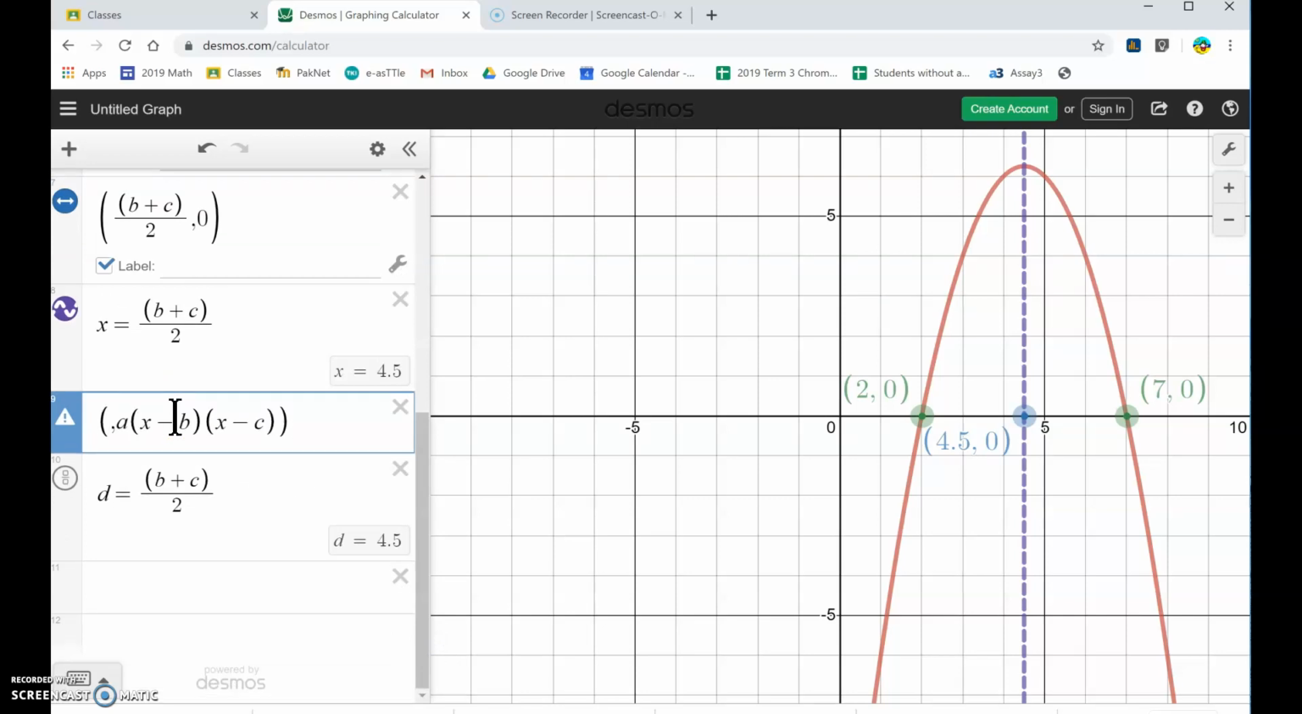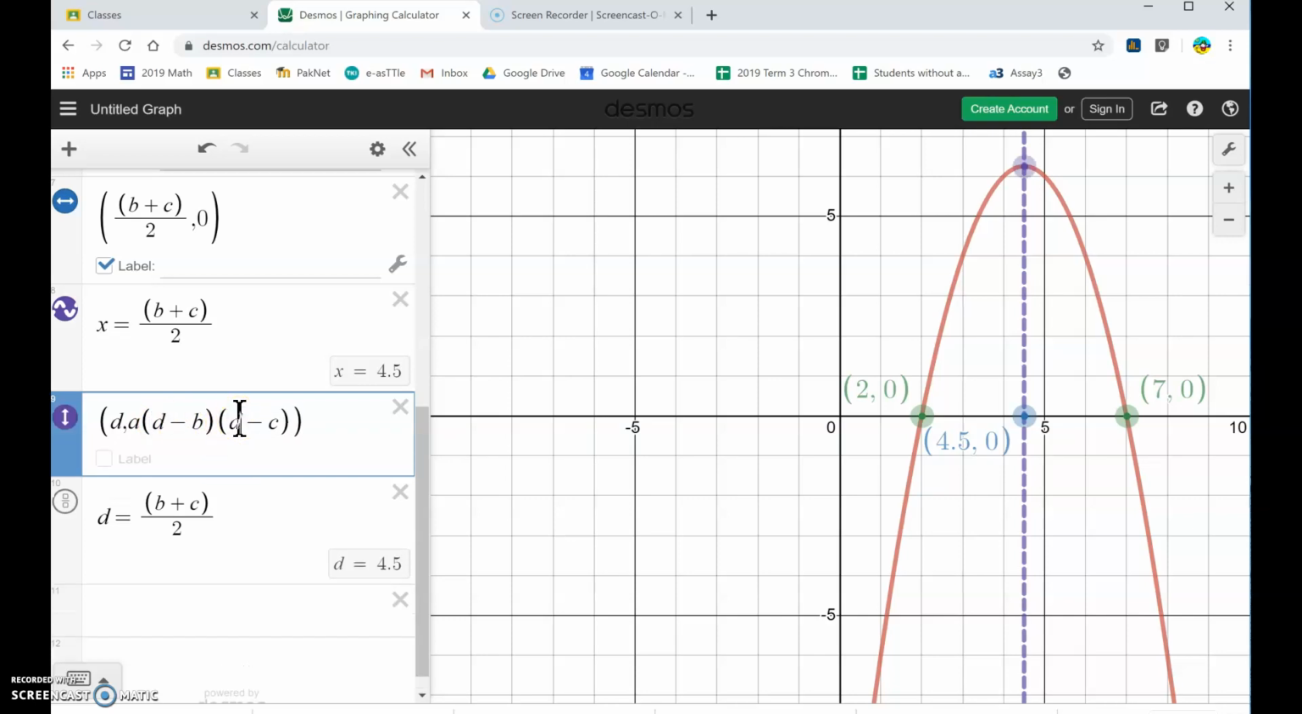I can just put D, all right? And then instead of x, I can put D. And instead of x, I can put D. So now I actually have the vertex, all right? So I've got this formula, the way of getting the vertex. So what does this look like?